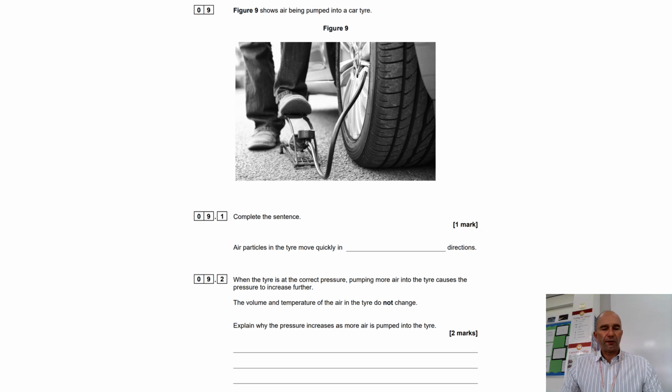Okay, so last question, and we haven't had a gas pressure question. You're always going to get this with paper 1 separates. So we've got somebody pumping air into a car tyre. We need to complete that sentence. So air particles in the tyre move quickly in. Remember, what do our particles in a gas do? They move quickly in random directions. So any direction would give you the mark there.